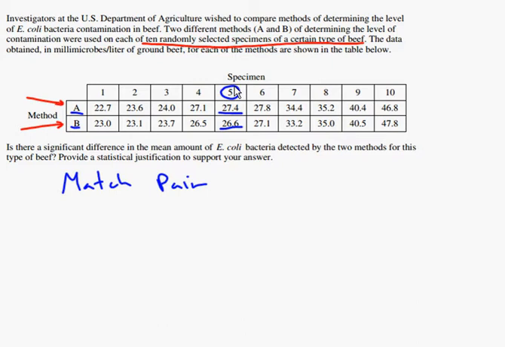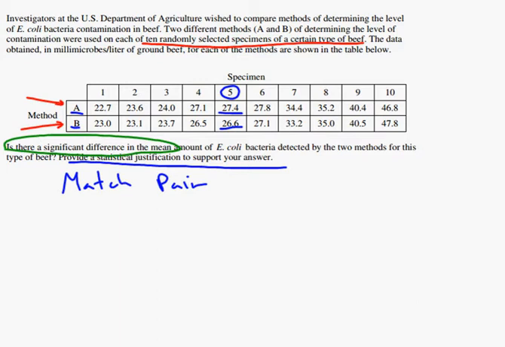Is there a significant difference in the mean amount of E. coli detected by the two methods for this type of beef? Provide statistical justification for your answer. So let me warn you, as soon as you see a question like, is there a significant difference in the mean, that simple little question means you have to do a whole significance test. So you need to state your hypotheses and so forth, and all the work that goes with it.